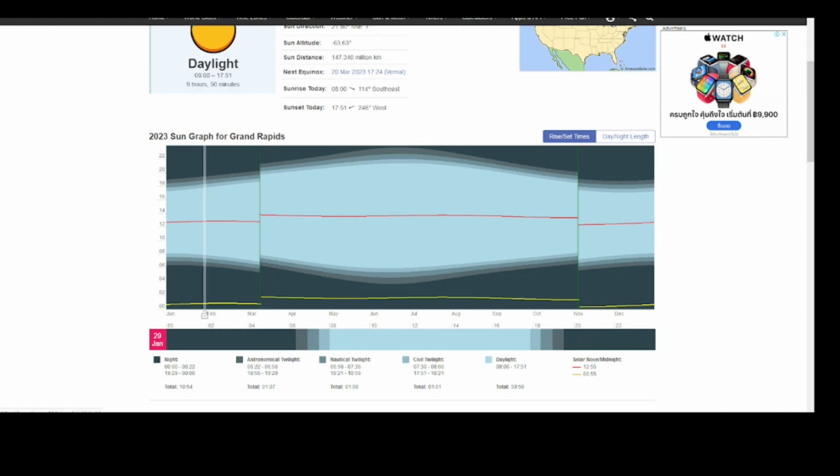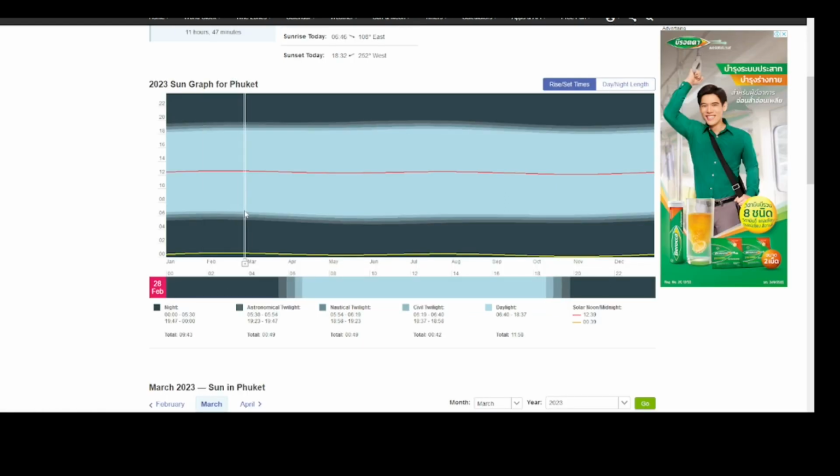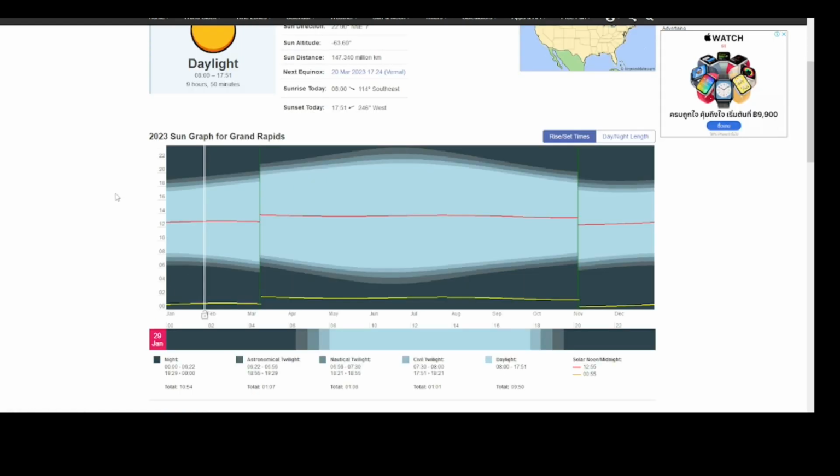That'd be interesting. Let's just go back and have a look at what it says for Phuket again. March the 20th. Okay, and we have 12 hours and 6 minutes. So about 3 more minutes of sunlight in Grand Rapids than in Phuket at that time of year.